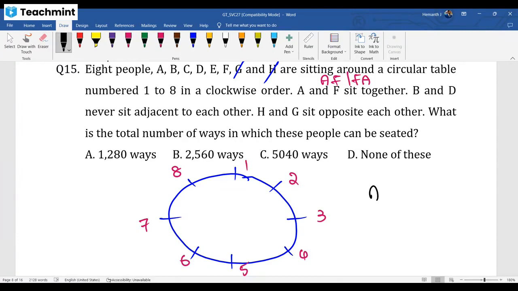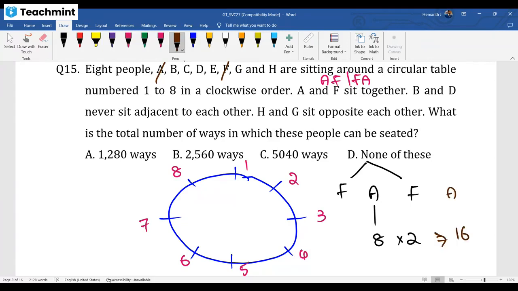So fine, first we'll go for A. A has 8 slots, 8 ways. Then F can be its neighbor, so multiply by 2, since F can be on this side or on that side. So the A and F task is complete, with 16 ways.